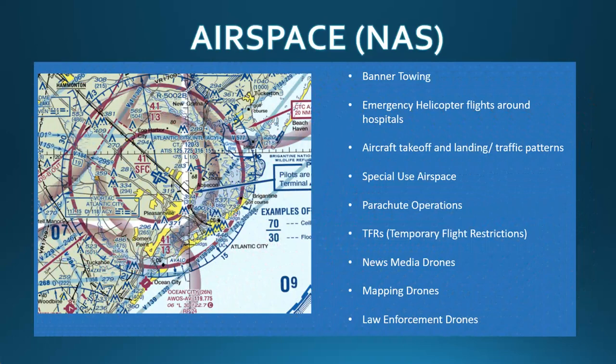You have special use airspace used by the military mostly. You have parachute operations. You have temporary flight restrictions. You have news media drones and helicopters, which may be operating extremely low. You have mapping drones being used by commercial companies doing their construction sites or their solar surveys. And then you have your law enforcement drones. They could be doing surveillance, watching somebody, or they could be responding to a lost child, doing a drone as a first responder or a search and rescue mission. And you may not be aware of any of this stuff until you come in close contact with it.